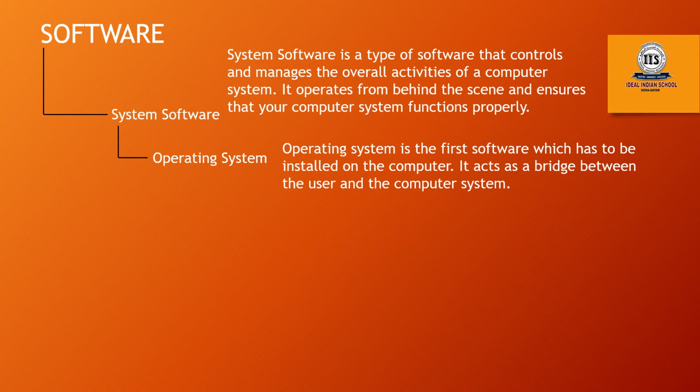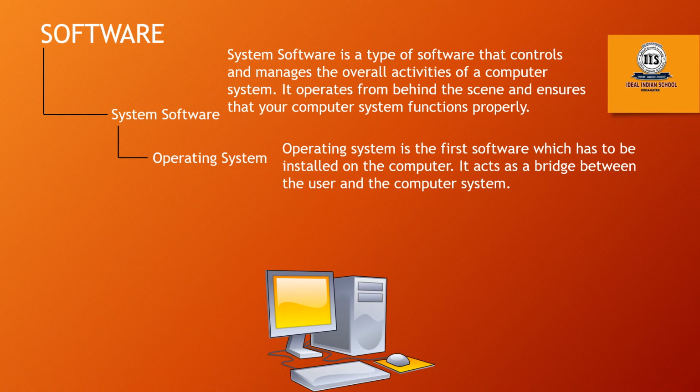Operating system is the first software which has to be installed on the computer. It acts as a bridge between the user and the computer. It coordinates all the activities in the computer. Some operating system softwares are Windows. Windows is the most popular operating system developed by Microsoft.